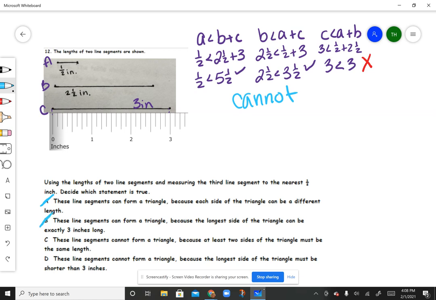These line segments cannot form a triangle because at least two sides of the triangle must be the same length. Okay, that is not true. You can have 3 sides that are all different lengths. These line segments cannot form a triangle because the longest side of the triangle must be shorter than 3 inches. Our longest side is C, and we know that C, so this one right here, has to be less than 1/2 plus 2.5, so it would have to be less than 3. So D is the correct answer.